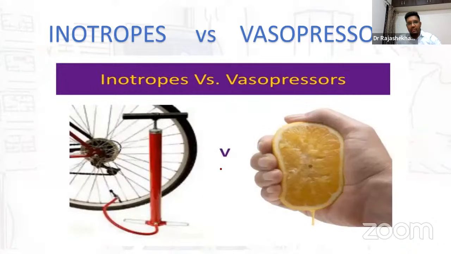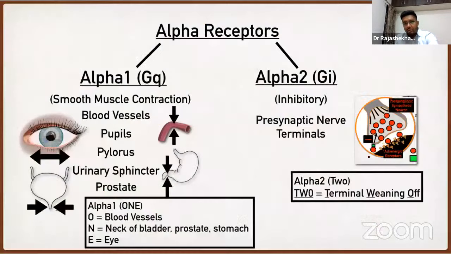So inotrope is a drug which increases the cardiac contractility. Vasopressor is a drug which causes vasoconstriction, elevating the mean arterial pressure by elevating the systemic vascular resistance. To identify and understand these, understanding the receptors is very, very important. I will not go in deep; you might have studied all this.